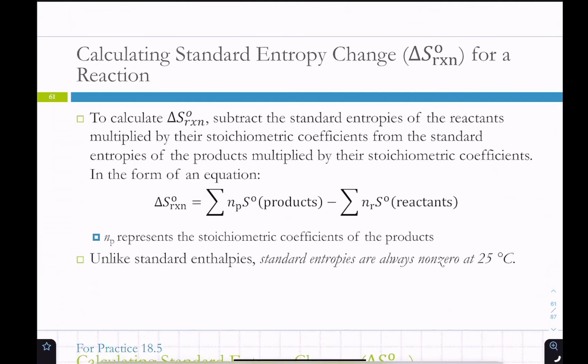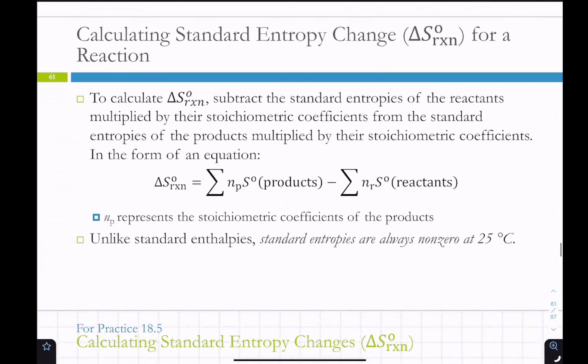And this is the fancy math notation for the sum of the number of the product times the molar entropy of the product, minus the sum of all of the molar entropies of the reactants times the number of reactants, or the coefficient. And then, unlike standard enthalpies, which sometimes are 0, standard entropies are always non-zero, unless it's 0 Kelvin.